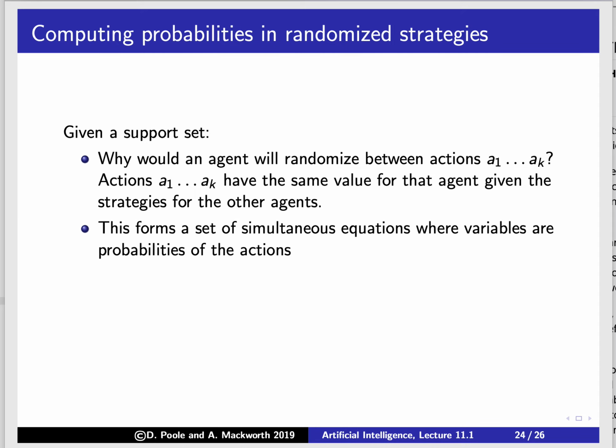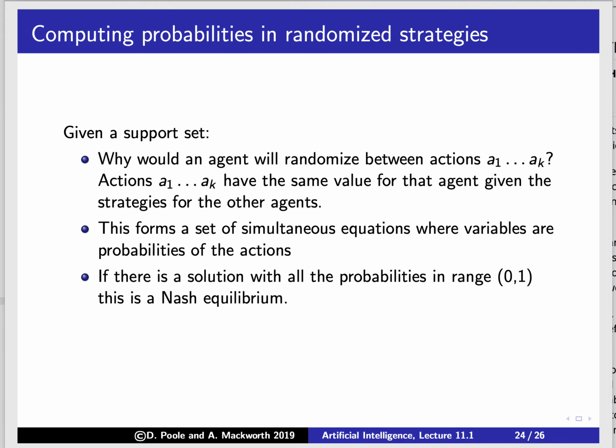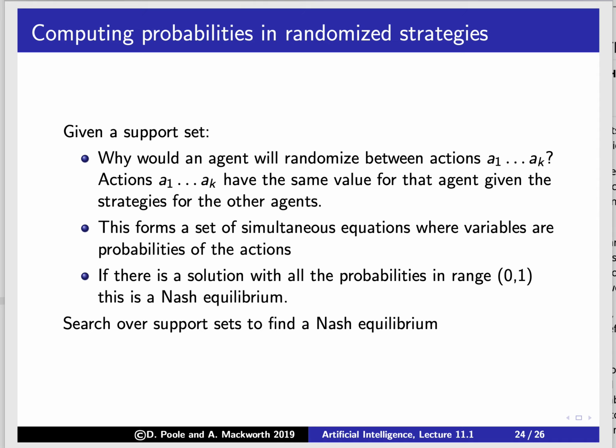And this actually forms a set of simultaneous equations where the variables are probabilities of the actions. So we're going to solve this set of simultaneous equations to work out which randomized strategy is going to work. If there is a solution where all the probabilities are in the range 0 to 1, there's a Nash equilibrium. It turns out that sometimes the values computed are outside 0 to 1, and it's no longer a Nash equilibrium. And we're going to then search over support sets to find a Nash equilibrium. So that's how it's going to work.